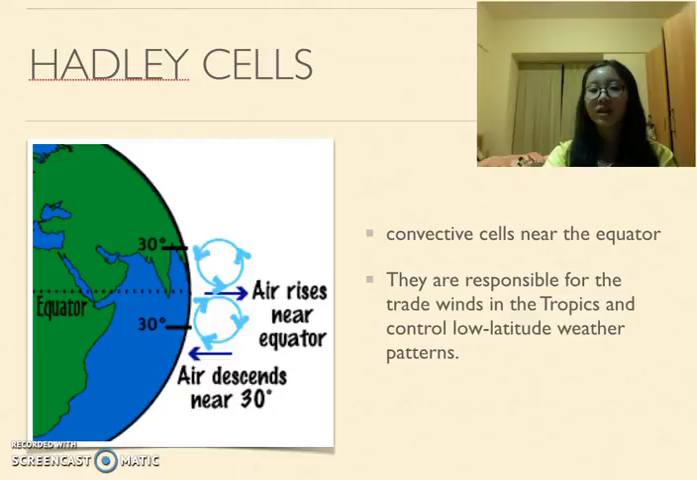There are three convective cells. The first one is Hadley cells. Hadley cells are the convective cells near the equator. They are responsible for the trade winds in the tropics and control low-latitude weather patterns.